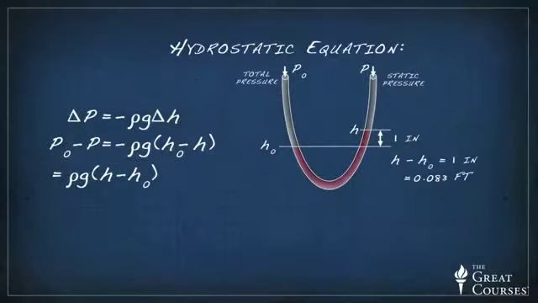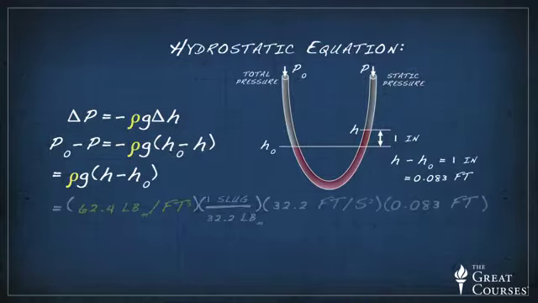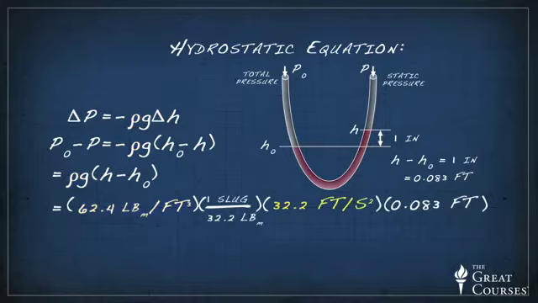I can convert the change in height to a pressure using the hydrostatic equation, which we discussed in the second lecture. I just need to incorporate the density of water, which we'll take as 62.4 pounds mass per cubic foot, and gravitational acceleration, which is 32.2 feet per second squared.